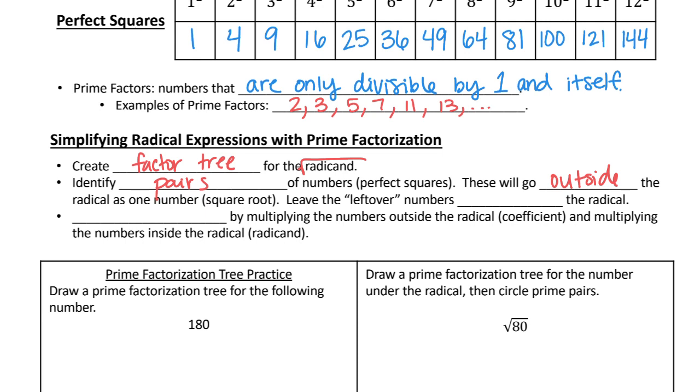Any numbers that don't have a pair, those leftover numbers, we're going to leave under the radical, or under the square root. And then we will simplify by multiplying the numbers outside the radical, and those will become our coefficients, and multiplying the numbers inside the radical, which is what we call the radicand.